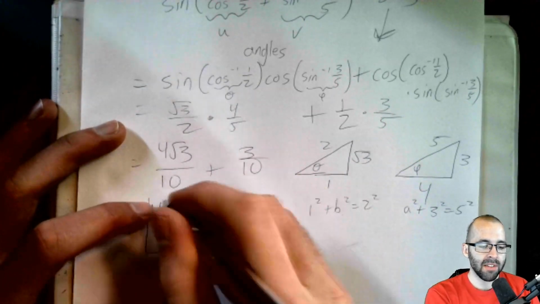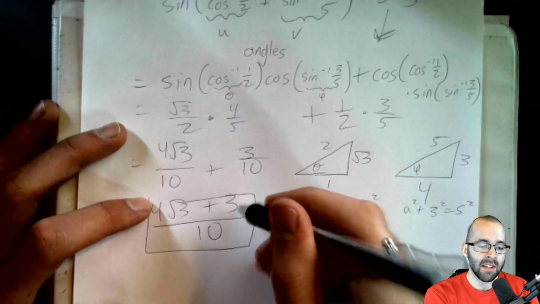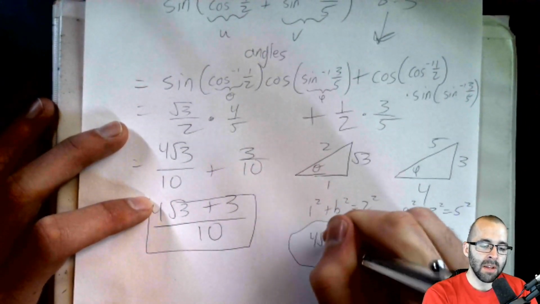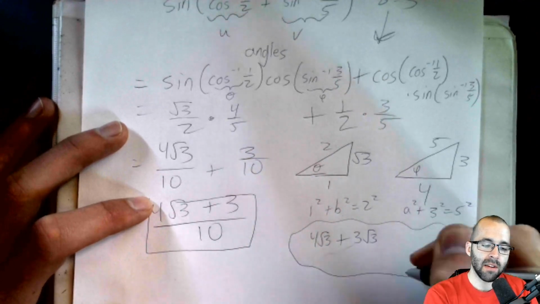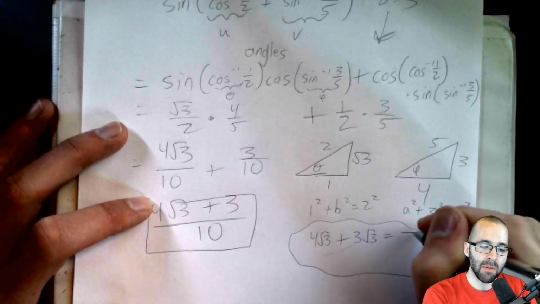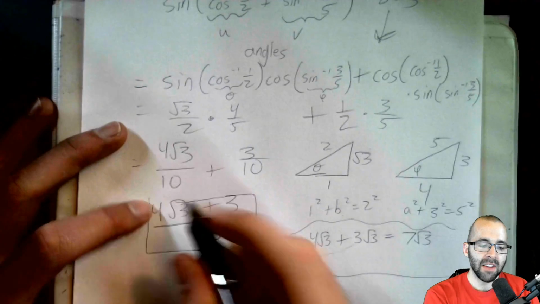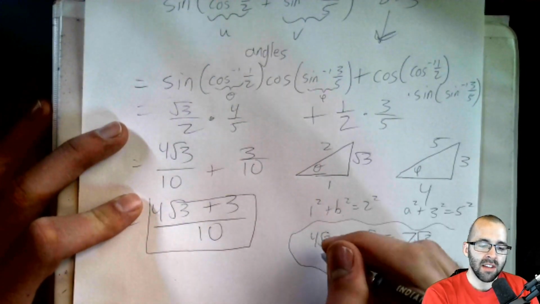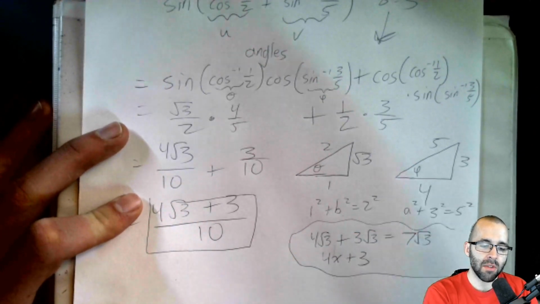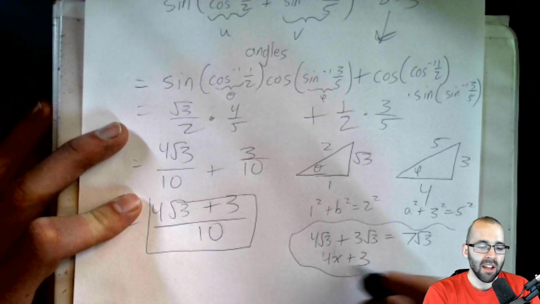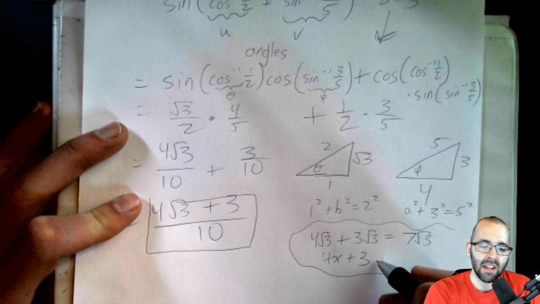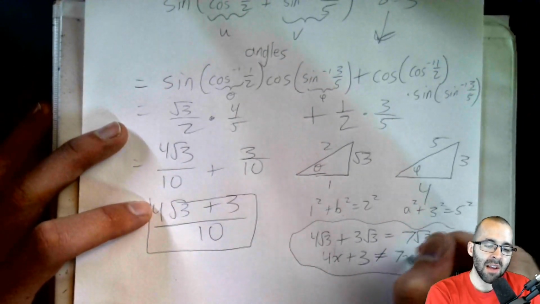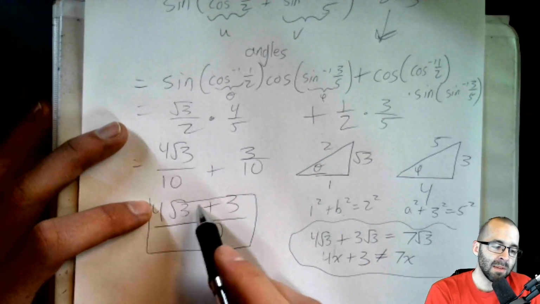No, you cannot combine these. The only time you could combine these is if you had something like 4√3 plus 3√3, because then that would combine to 7√3. Think of it like this: think of radicals like variables. What we have up here in the numerator is kind of like 4x plus 3. These can't combine at all because this is missing an x. It's the exact same situation. So this is not 7x, for example.